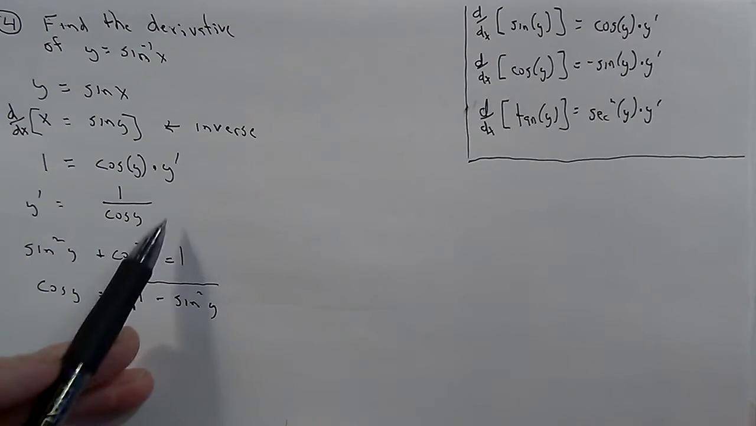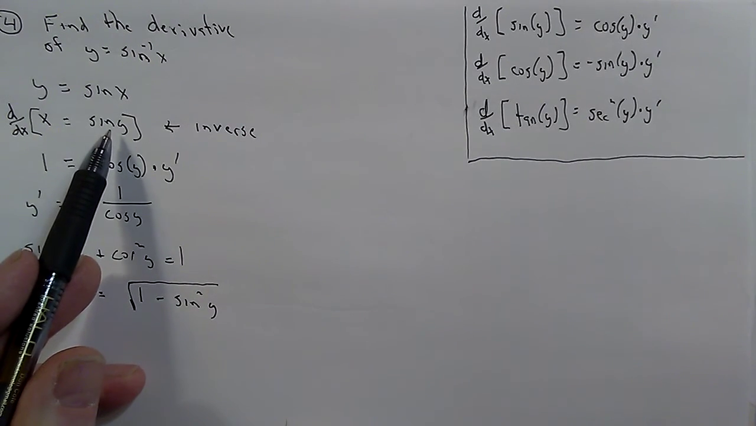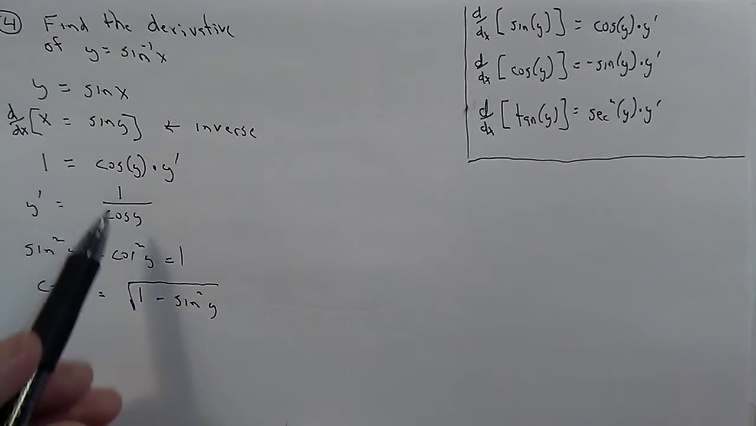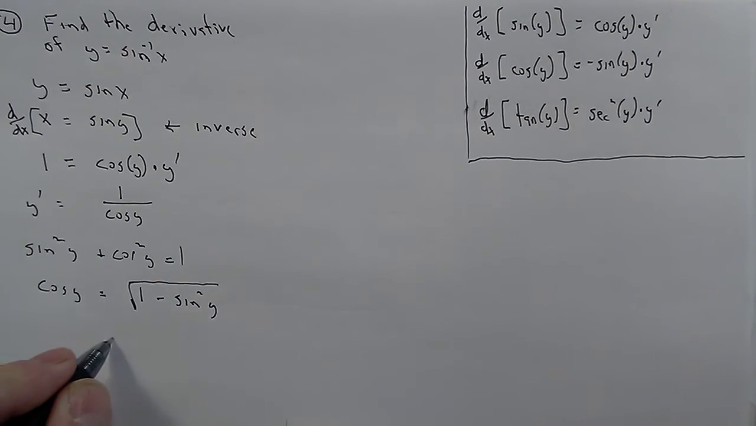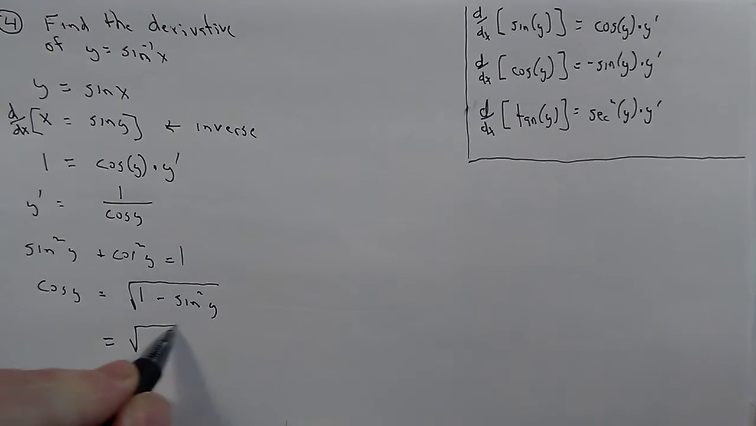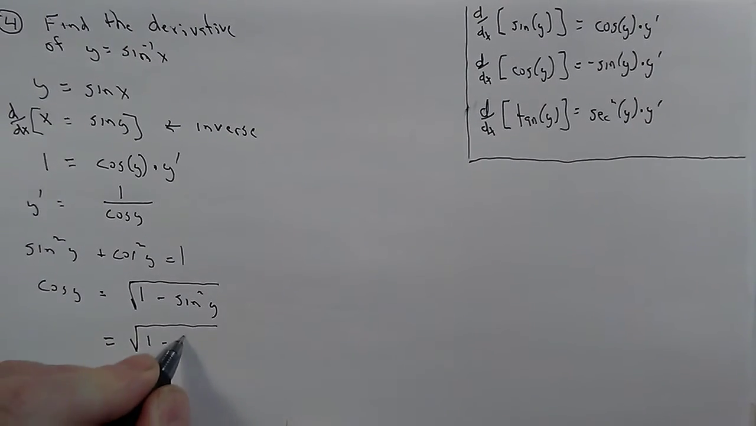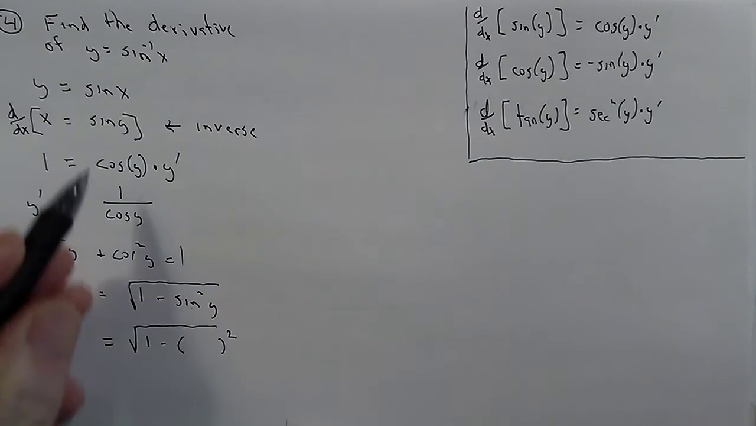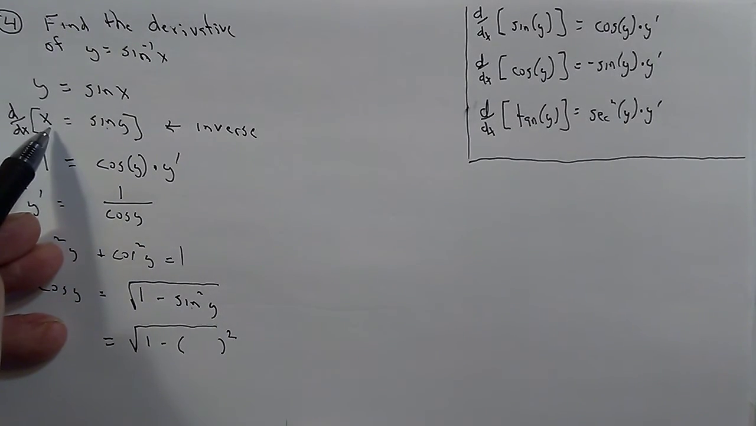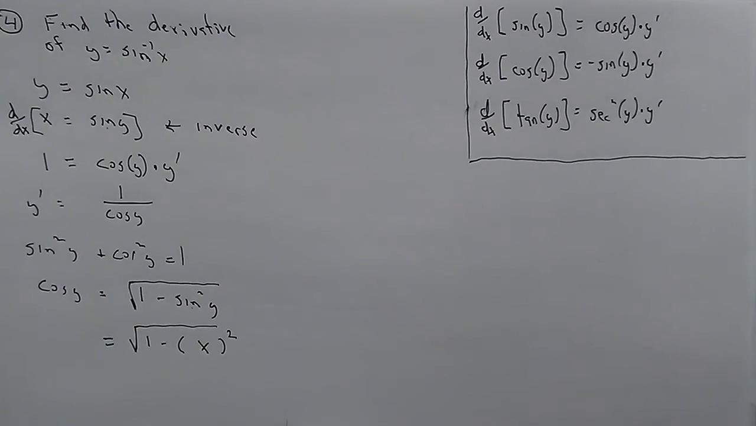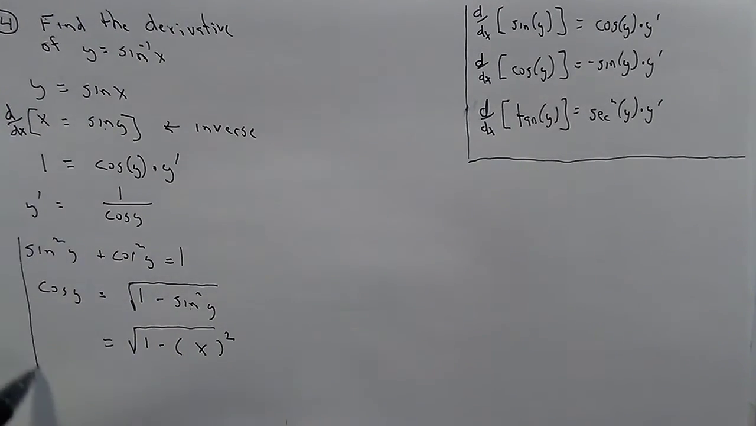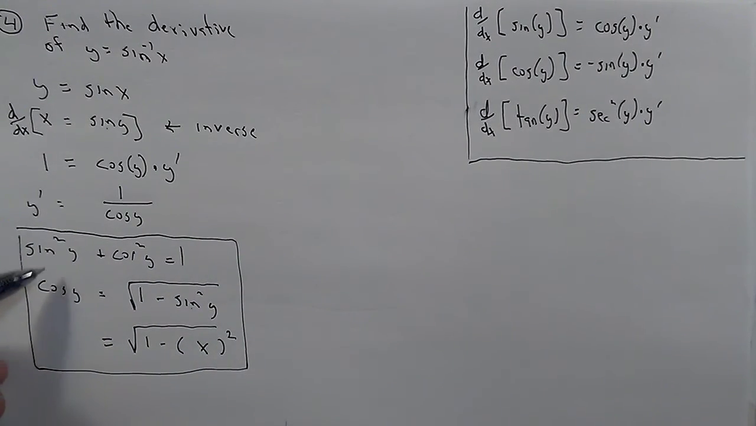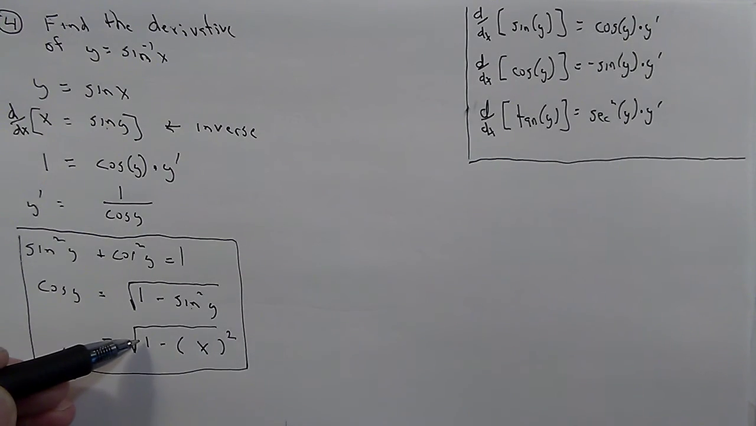Now I have a sine squared y, or sine y squared. Okay, but up here, the sine of y is equal to x. So this guy is 1 minus the sine of y squared. But the sine of y is equal to x. So I can put an x in there. That's just a little side algebra. The cosine of y equals this.